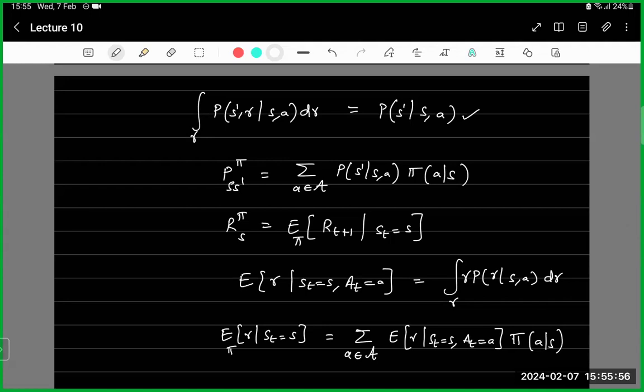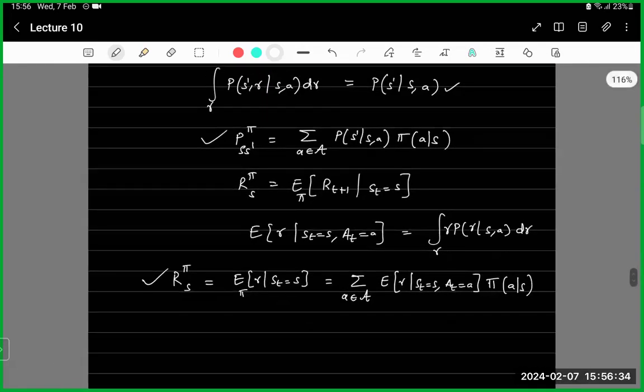Any doubts still now before I proceed further? It's just a simple expectation and averaging out. Okay. So this is equal to what? How am I denoting this? R pi s. If you are in some state S and follow policy pi, what is the expected immediate reward that you'll get? So if you know the dynamics, you can calculate all these things. Whatever you want, you can calculate because you have all the knowledge about the MDP.